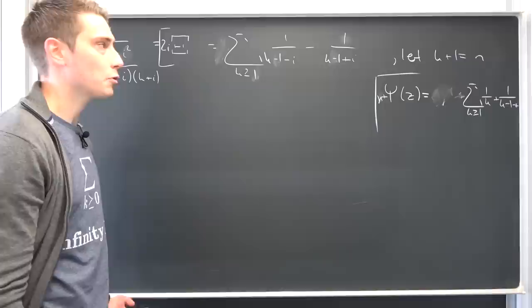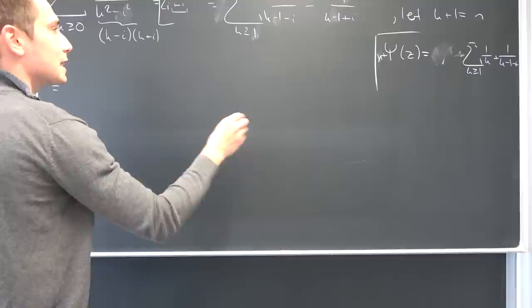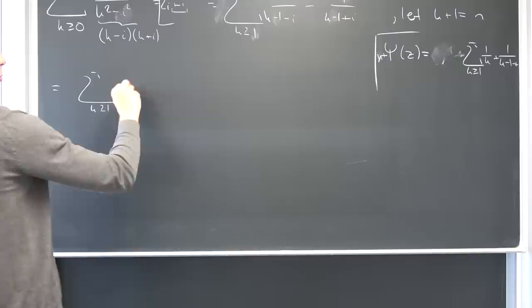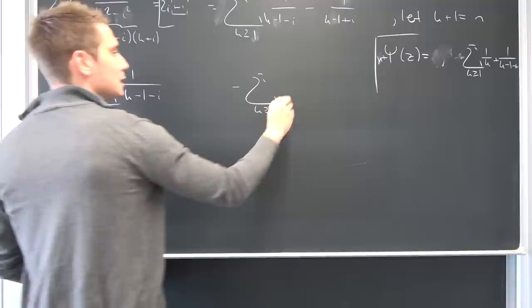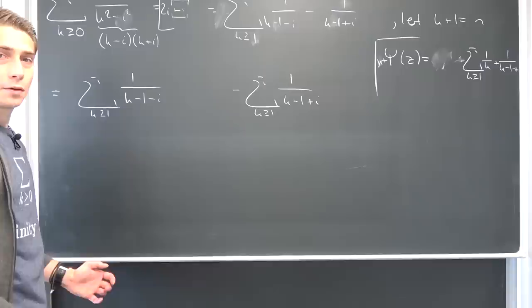Meaning I'm going to break stuff up, meaning our infinite series is thus equal to two infinite series starting from 1. On the one hand, we have 1 over k minus 1 minus i, and then negative the infinite series from 1 to infinity of 1 over k minus 1 plus i. Like I said, we are going to kind of get our 1 over k's here. I'm going to put this in brackets.